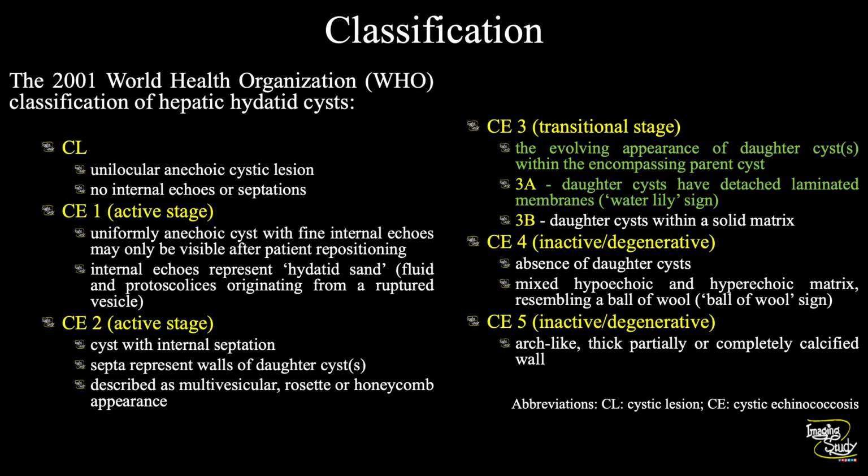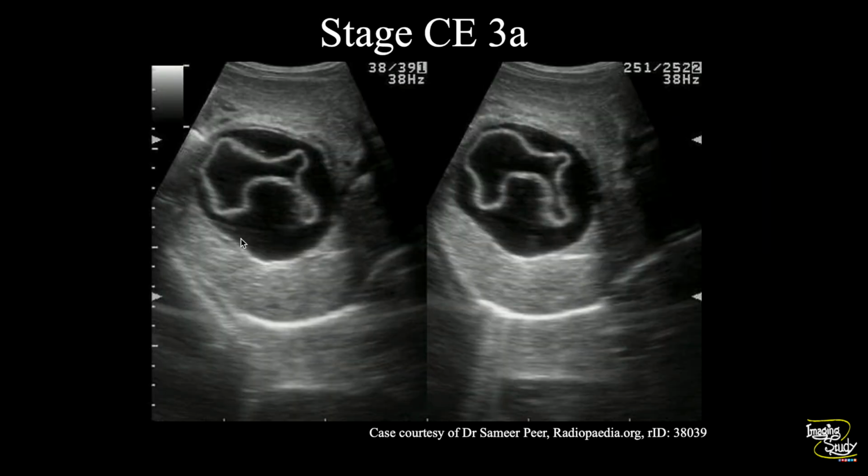According to the appearance of daughter cysts within the encompassing parent cyst, stage 3 is divided into 2 types, 3A and 3B. In 3A, you will get a daughter cyst having a detached laminated membrane forming the water lily sign. Here is the cystic echinococcosis stage 3A.